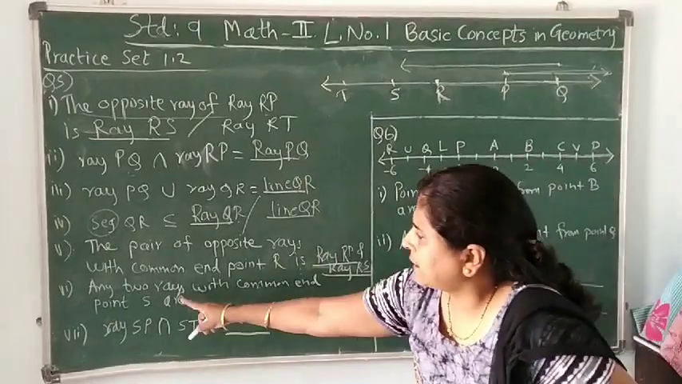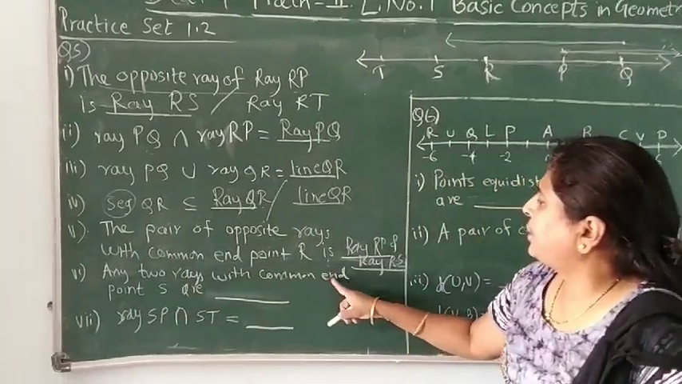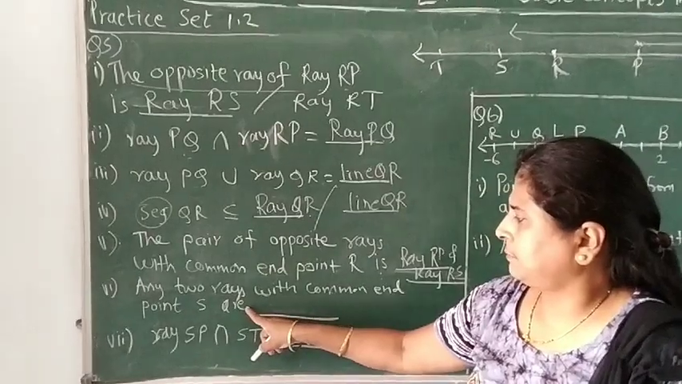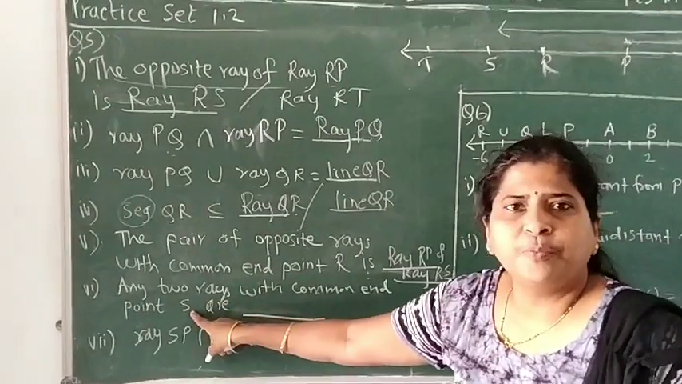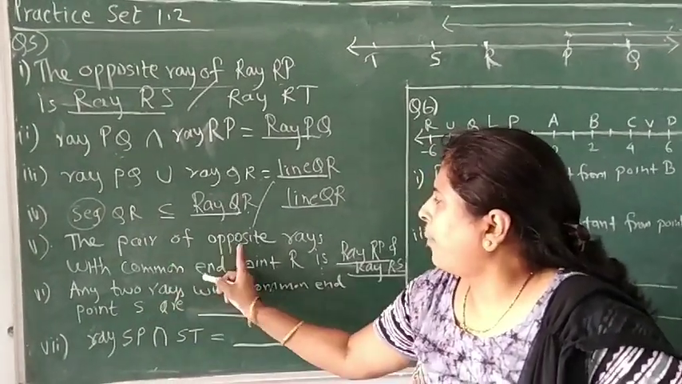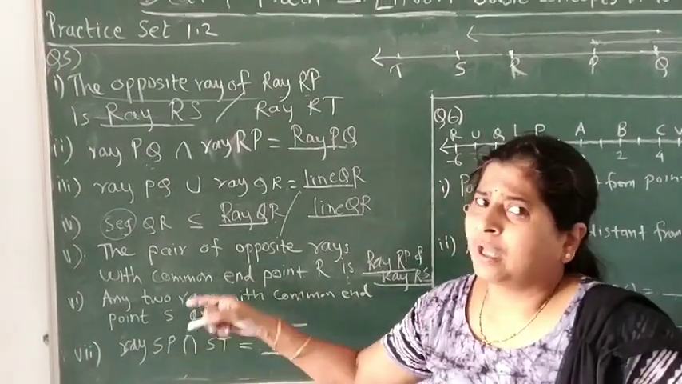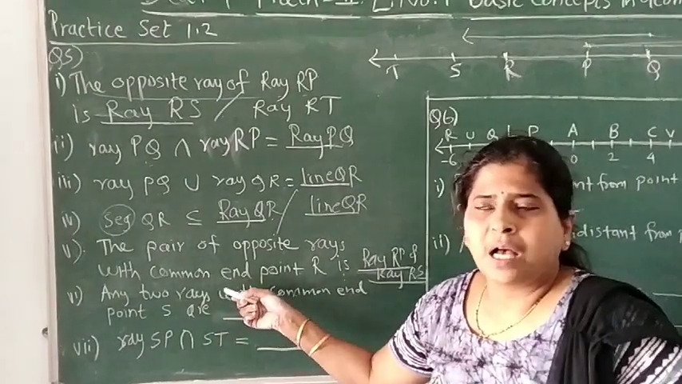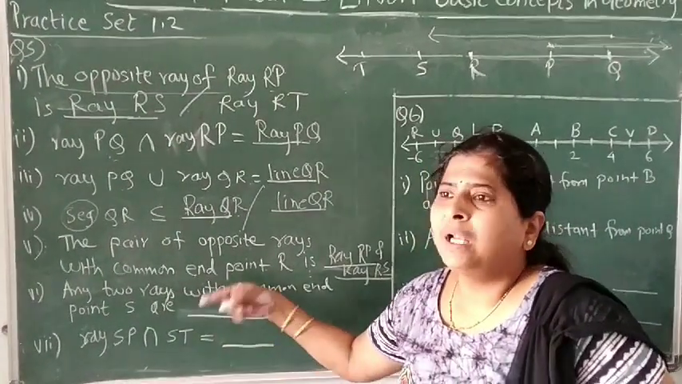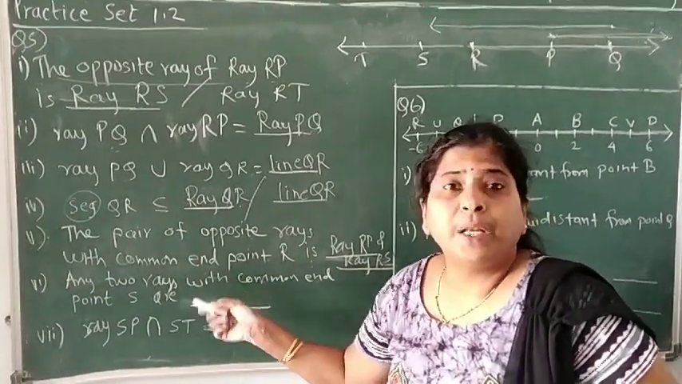Okay. What is the next? Any two rays with common endpoint S. The point should be common, endpoint should be S, but here the word opposite ray is not given. So rays can be either in the same direction or in another direction. So again, for this question we can have multiple correct answers. So this is an open-ended question.